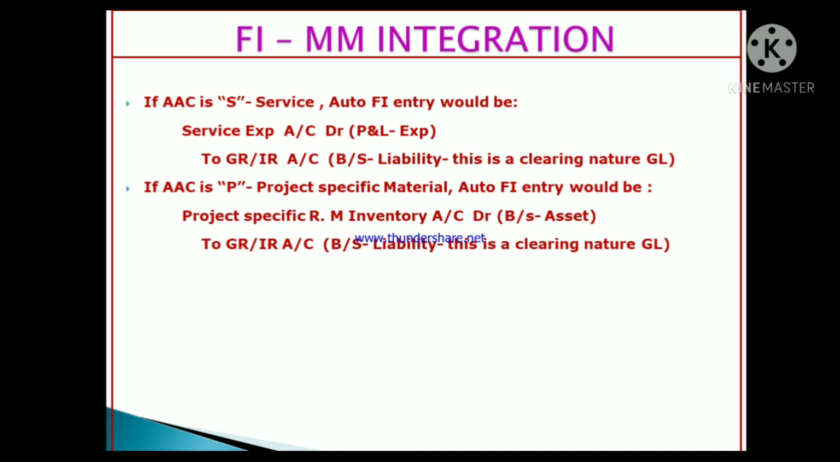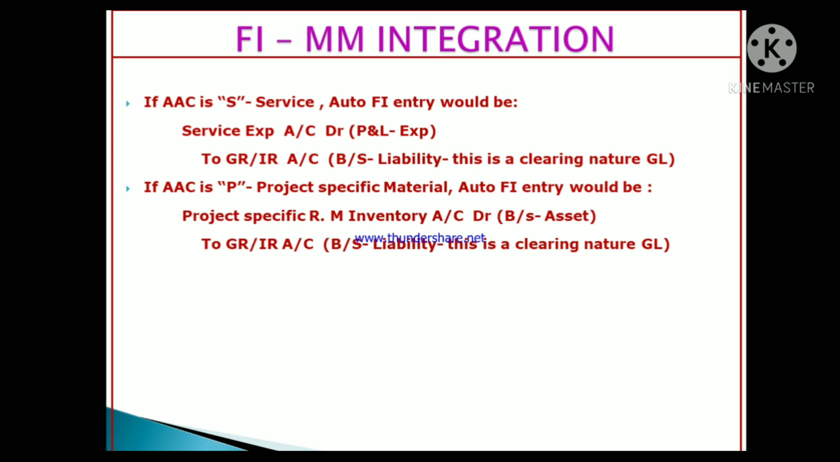The next case is if AAC P is selected in your PO. P means project specific material. In detail we have discussed all these types of AAC in a previous video. If you did not watch that video, I suggest you first see the previous video also, so that your basic concept will get clear. So if AAC P is selected for project specific material, what FI entry will get generated? The entry will be: project specific raw material account debit and your GRIR account credit. Here again your GRIR account is a clearing nature GL, and your project specific raw material is debited; it is your asset, so it is a part of the balance sheet.